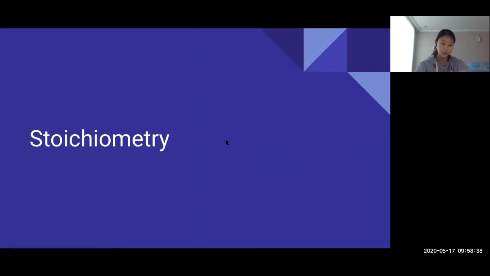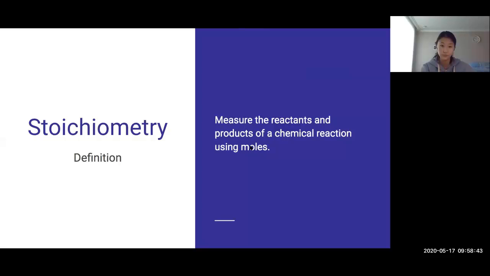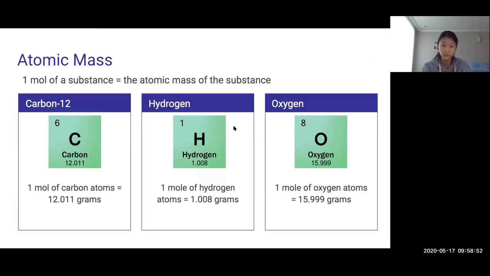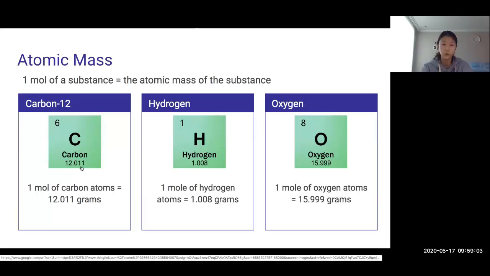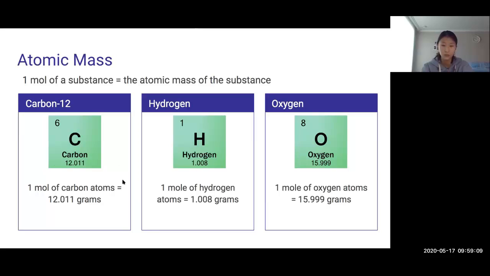Stoichiometry is the entire concept of calculating molarity. It's measuring the reactants and products of a chemical reaction using moles. One mole of a substance is equal to the atomic mass of the substance. So we can see carbon-12 here. One mole of carbon is equal to 12.01 grams, as we can see from the atomic mass on the periodic table. One mole of hydrogen is 1.008 grams, and one mole of oxygen is 15.999 grams.